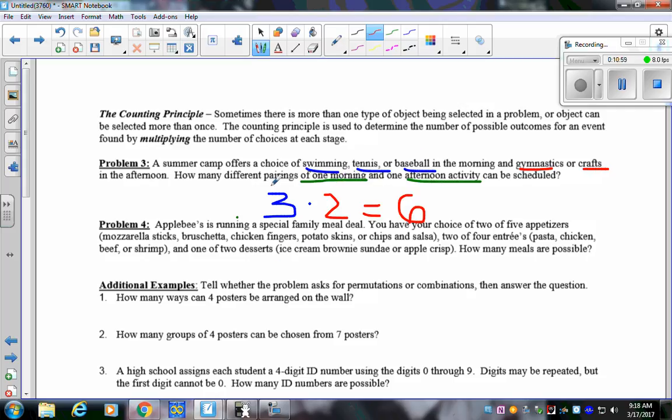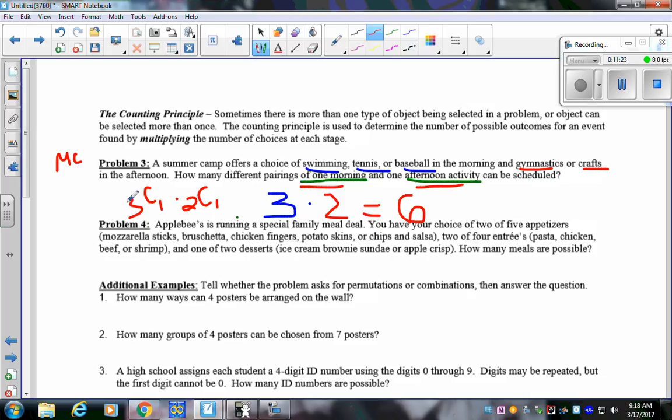So another way to think about this: when I'm only picking one of each, it's pretty basic. Just multiply how many of each option. But really, the counting principle is kind of like multiple combinations. That's how I like to refer to it, MC, multiple combinations. So think of each different part of the day as its own. So in the morning, I have 3 options and I'm choosing 1. In the afternoon, I have 2 options and I'm choosing 1.